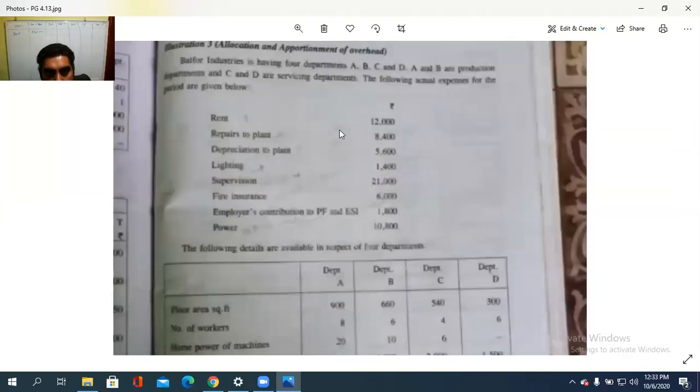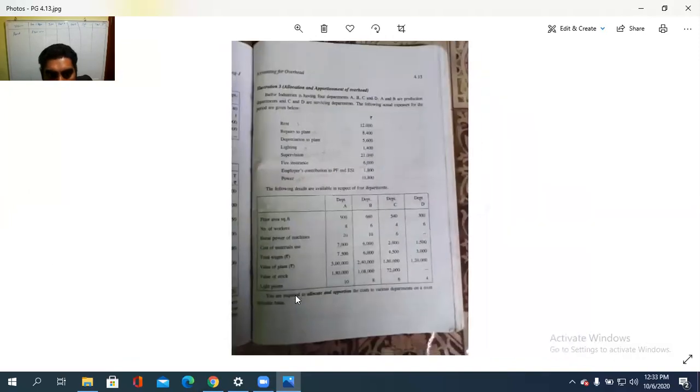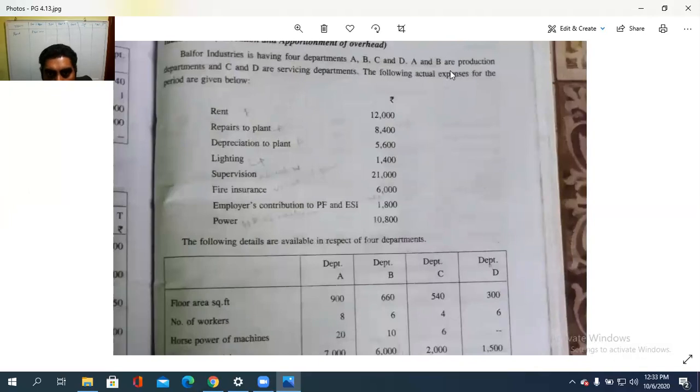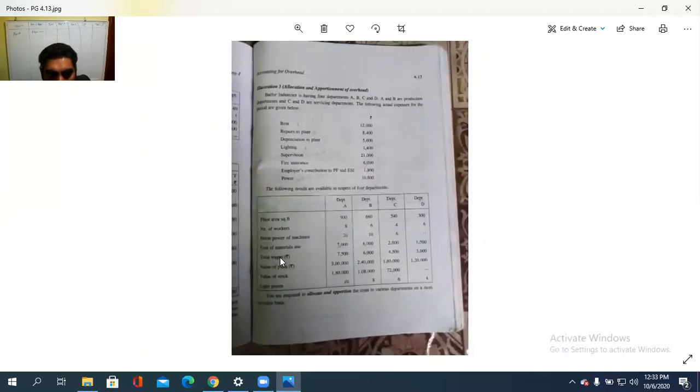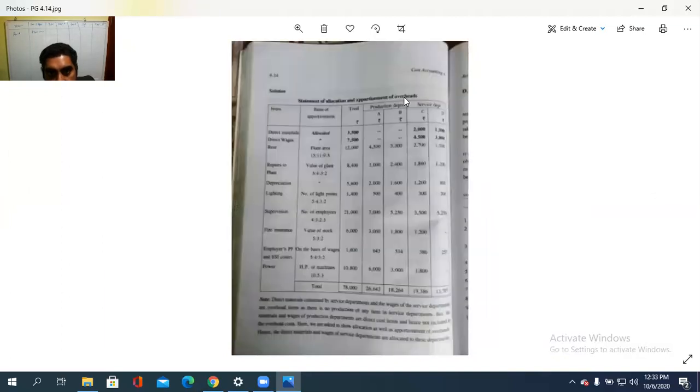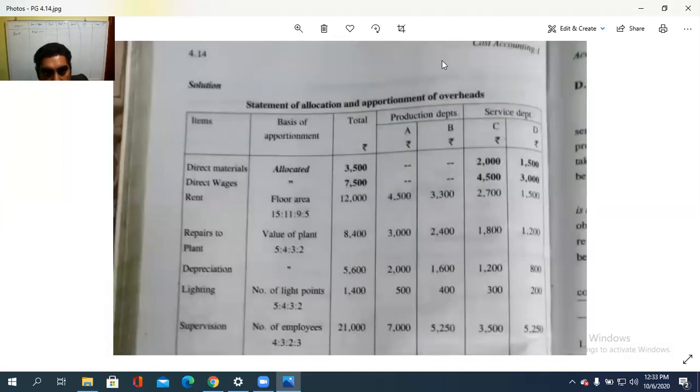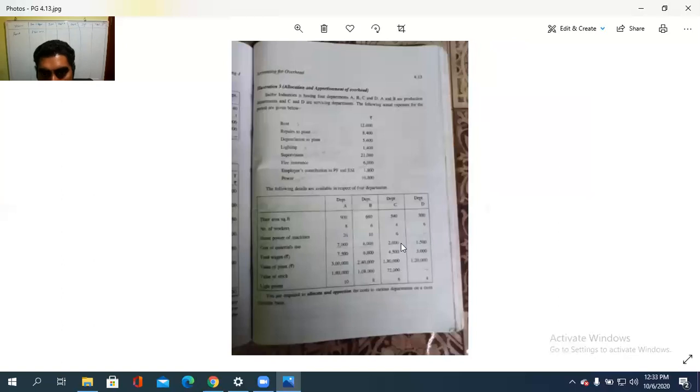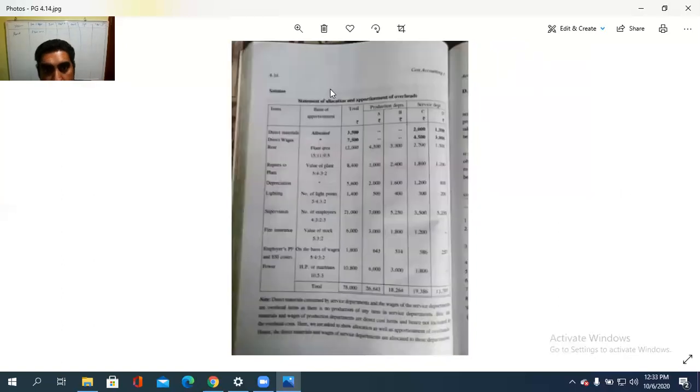Is direct material also given? Where is the direct material? Yes, cost of materials use. Yes, 7,000 and 6,000. That is for production, and the other one, what is that? 2,000 and 1,500. That is for the service department only, need to take care.